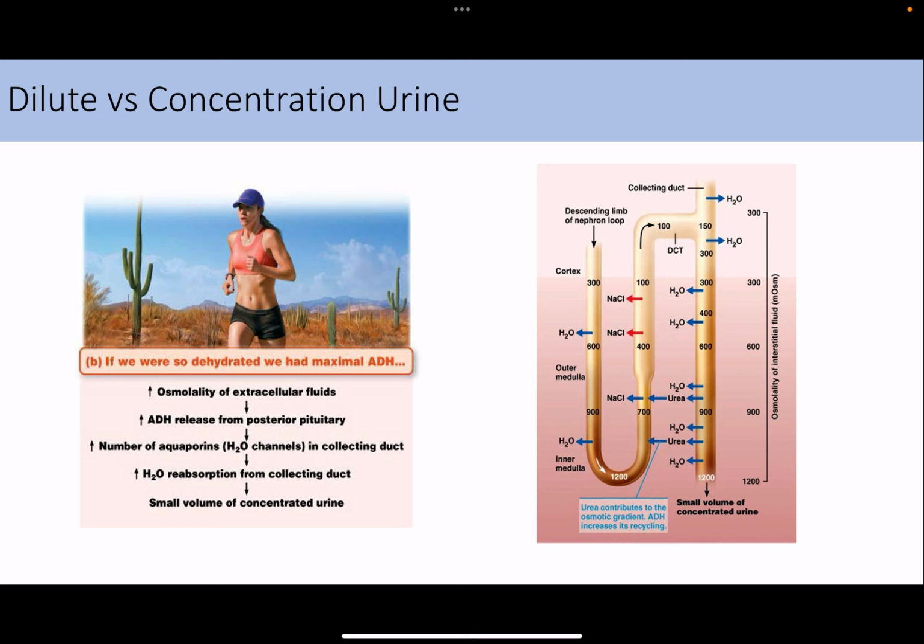If you're dehydrated, because your body wants to try to keep all the water it can in the blood, in our extracellular fluids, very little is excreted out, and you end up with a small volume of very concentrated urine. So questions about that? That should be kind of review.